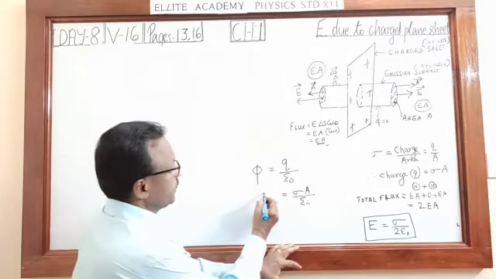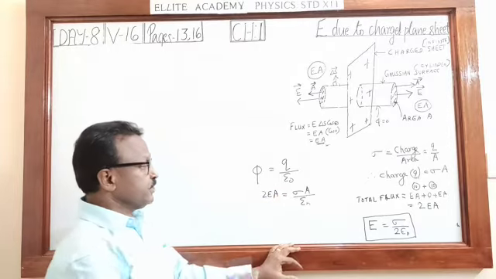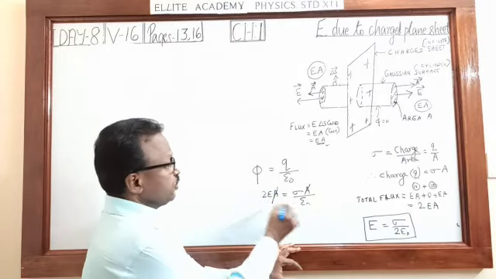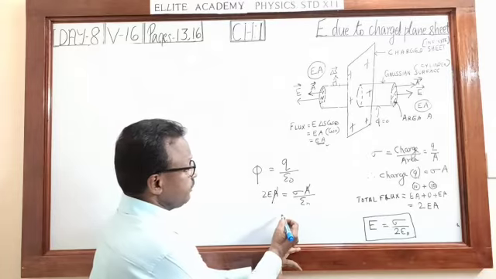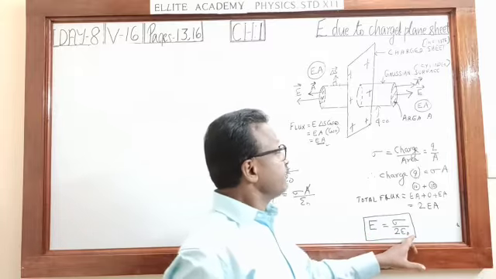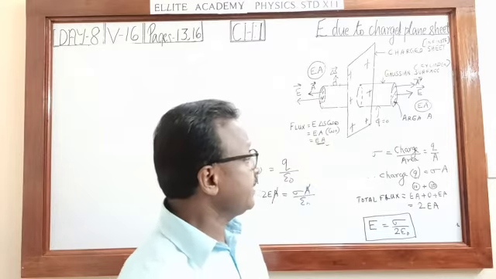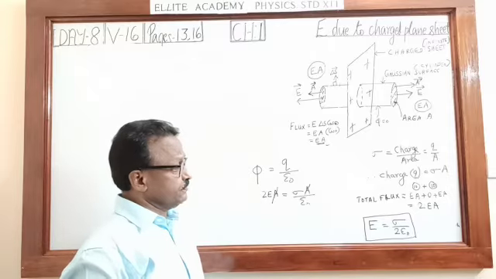Our last step: 2EA is going to be sigma A upon epsilon 0. A and A cancel. 2E is sigma upon epsilon 0, so E is sigma upon 2 epsilon 0. This is the electric field near an infinitely charged plane sheet.